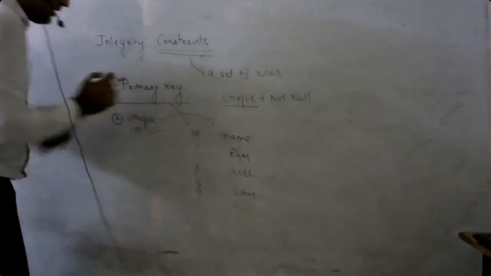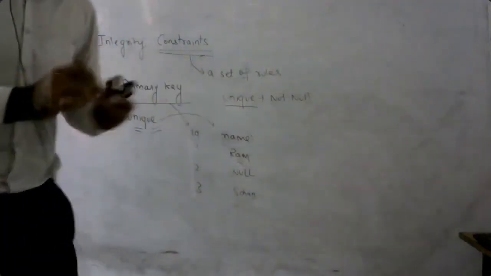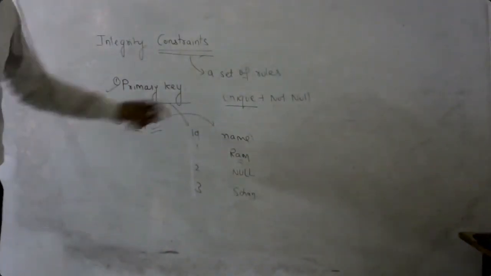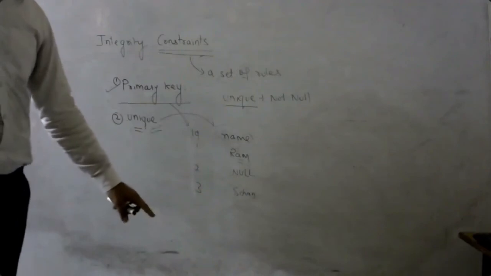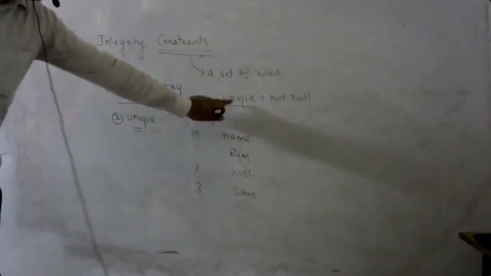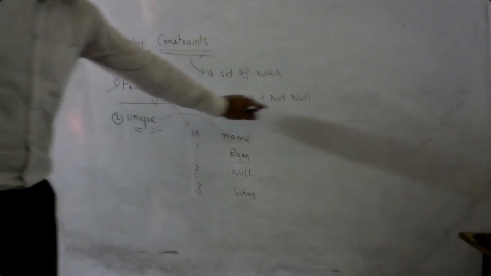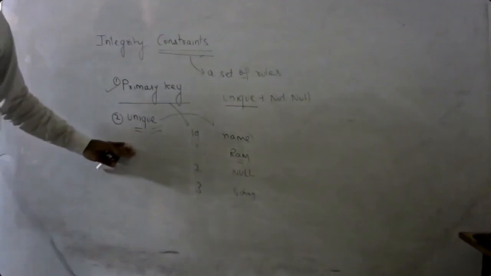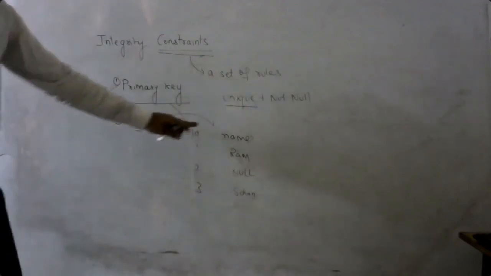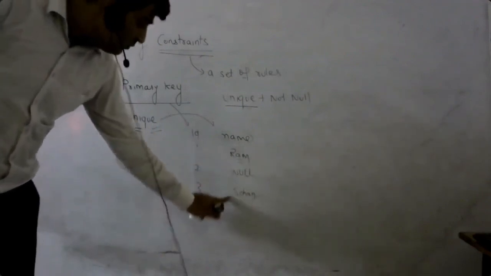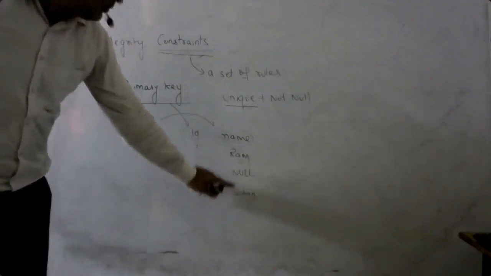First one is primary key. Primary key means unique plus not null. That means the values for a particular attribute are unique, and we have to enter some value; there must not be a null. And we talk about the unique constraint. For an attribute, if there is some value, that value must be unique, and if you don't pass the value, there will be null.